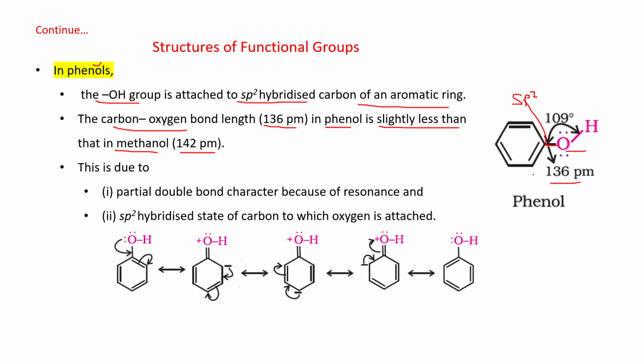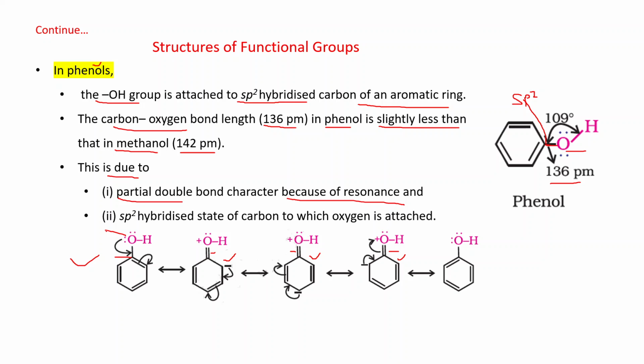Now why is this smaller in phenol? This is due to partial double bond character because of resonance. These are the resonating structures of phenol. You can see in these three structures there is a double bond, this one, okay, and if we consider the resonance hybrid of all these resonating structures, then there is partial double bond character between this carbon and this oxygen. Partial double bond character means shorter bond length.